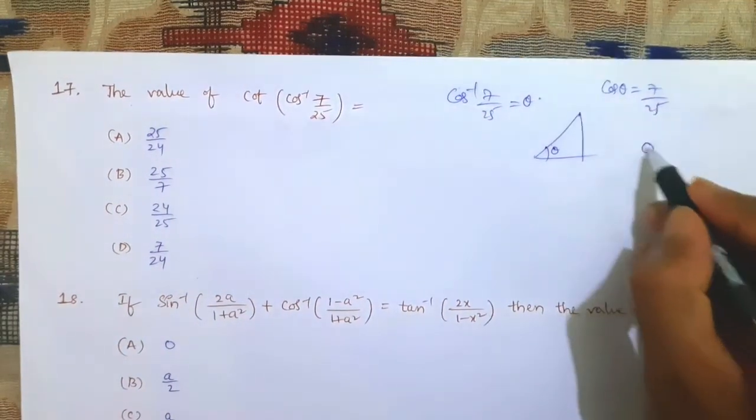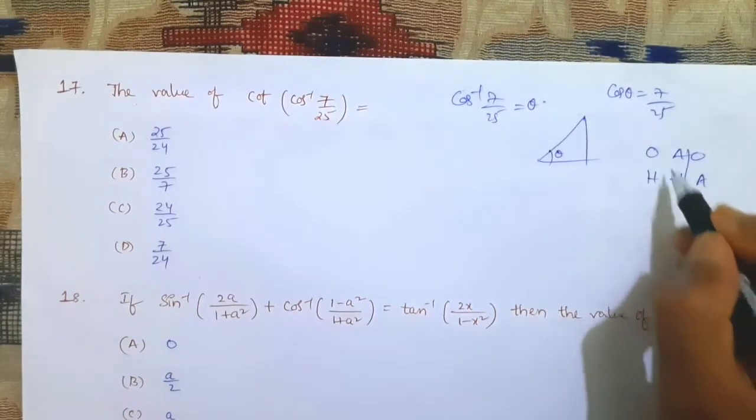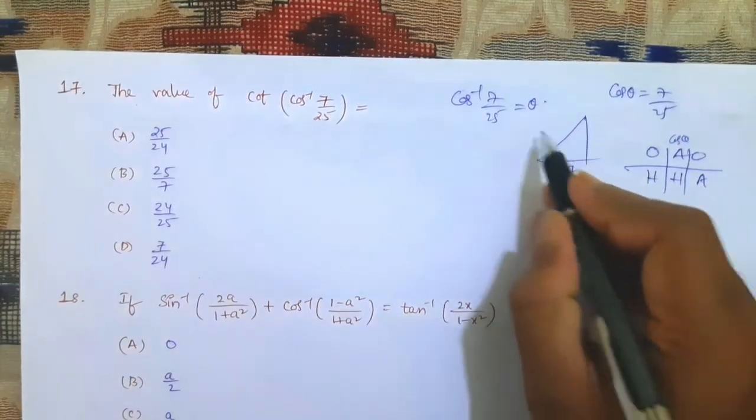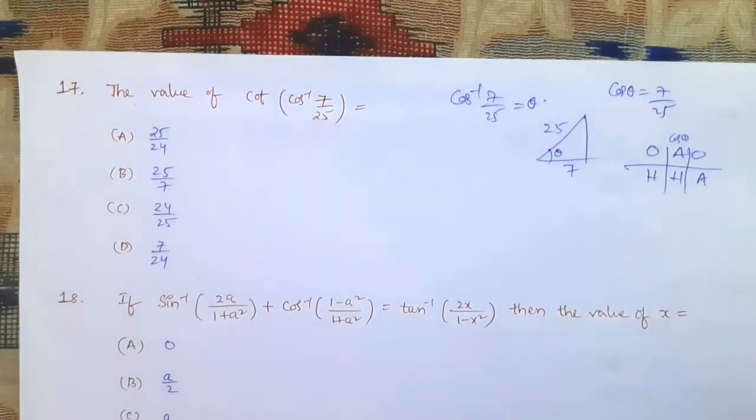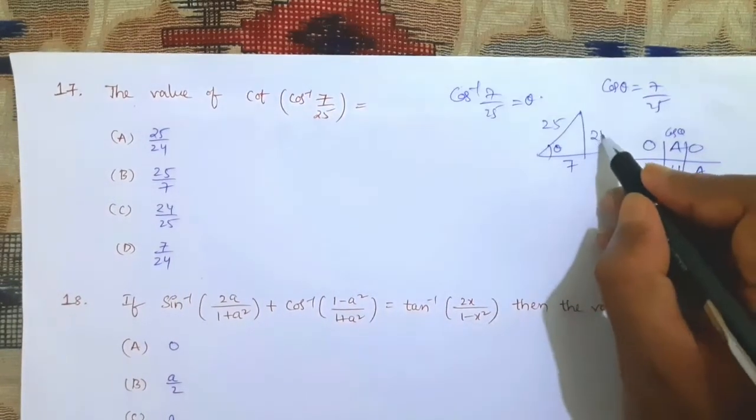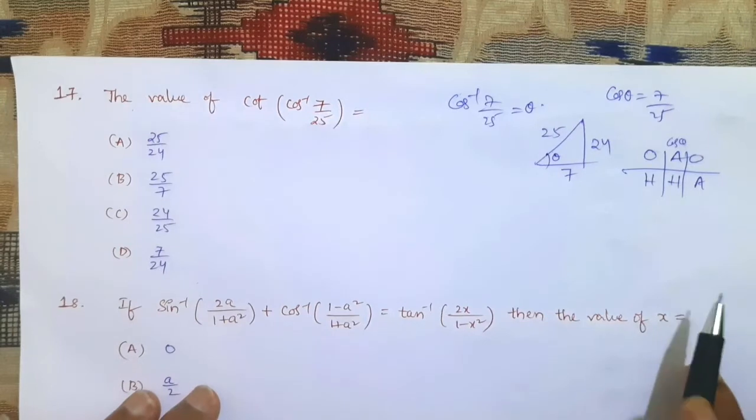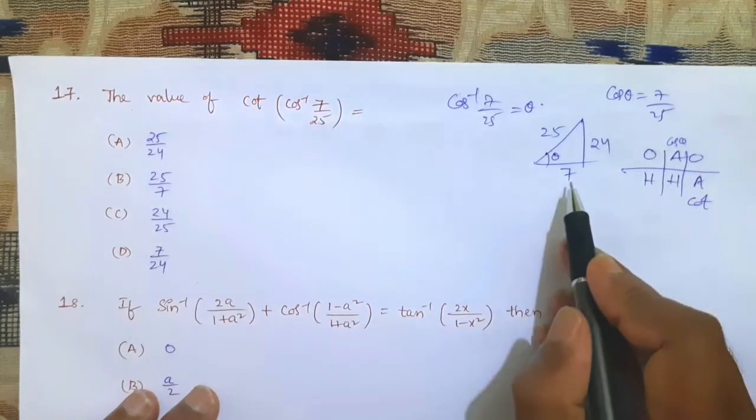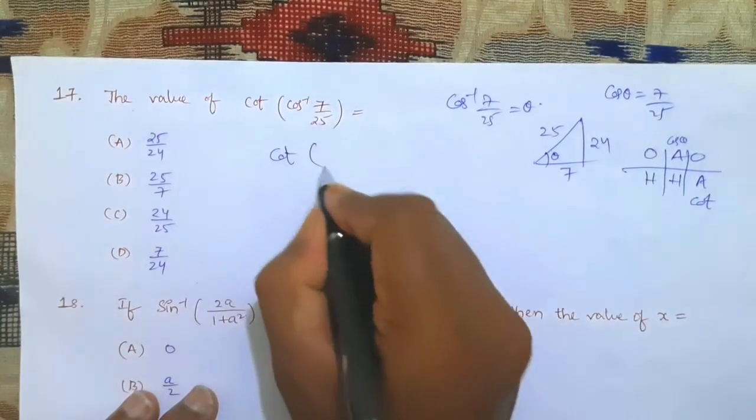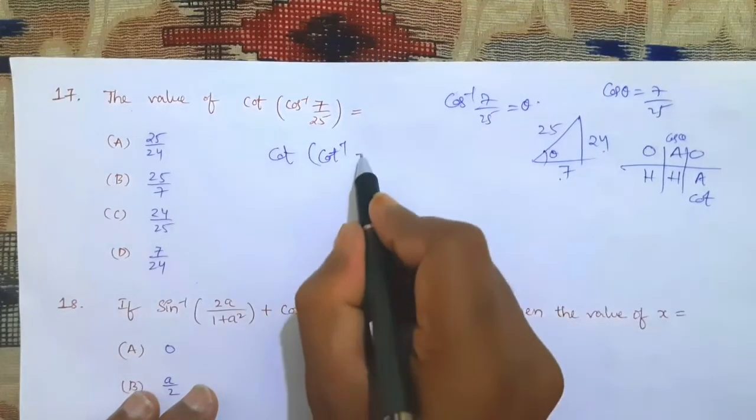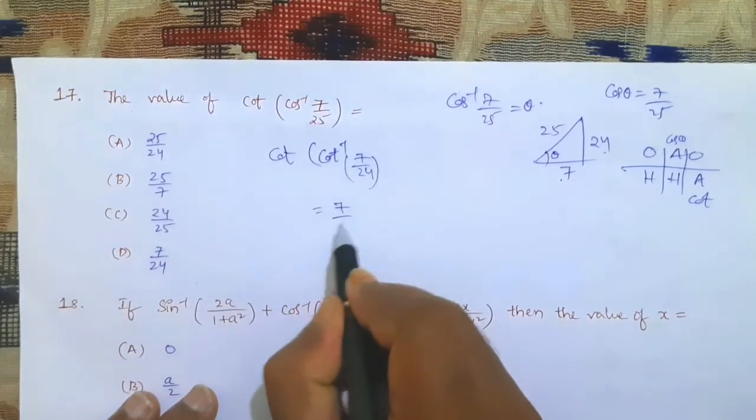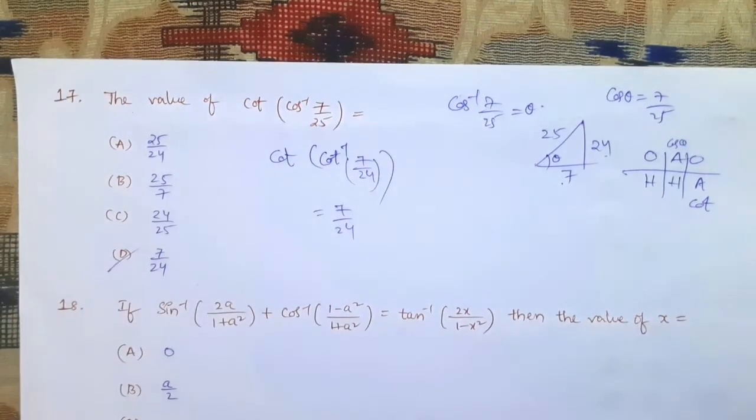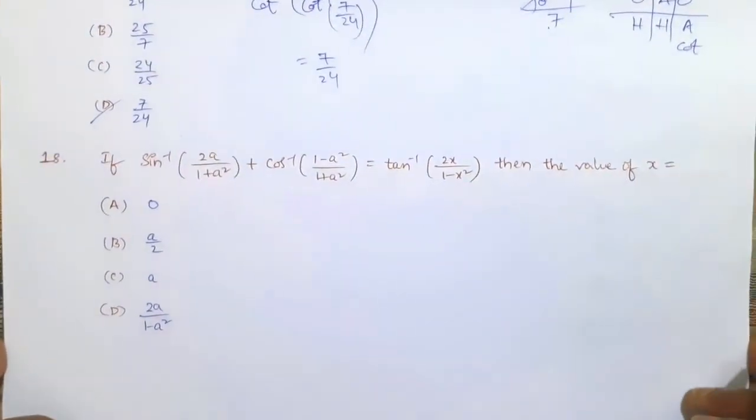We know that cos theta, according to SOH CAH TOA, cos means adjacent by hypotenuse. This is 7 and this is 25, so this will be 24. If it is 24, then how to convert in terms of cot? Cot is adjacent by opposite. So it will become cot inverse of adjacent by opposite, 7 by 24. So the answer will be 7 by 24. Option number D. Next. These types of problems are very important.